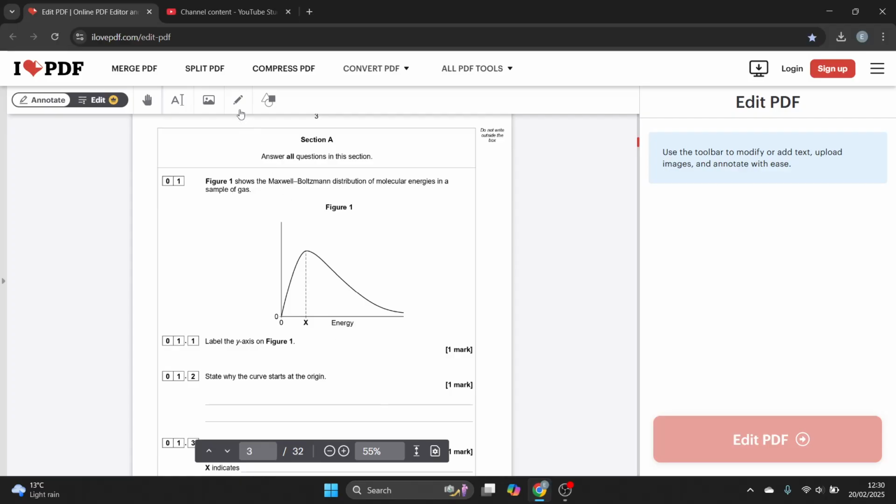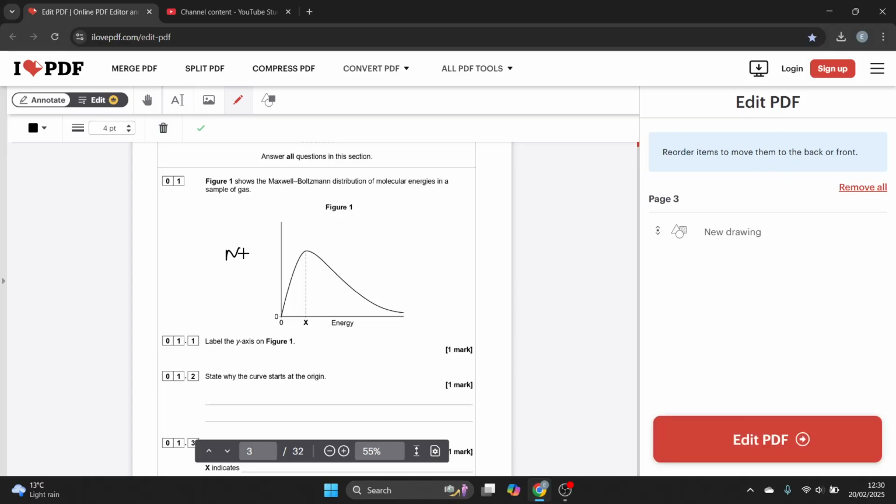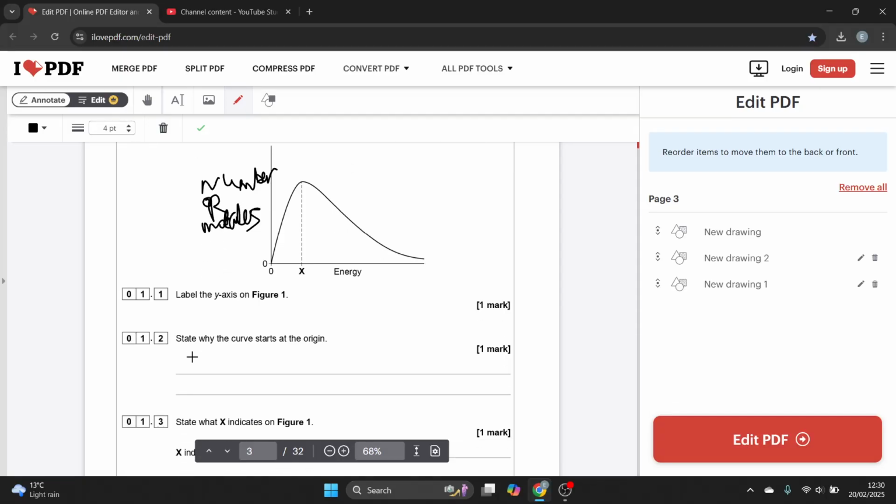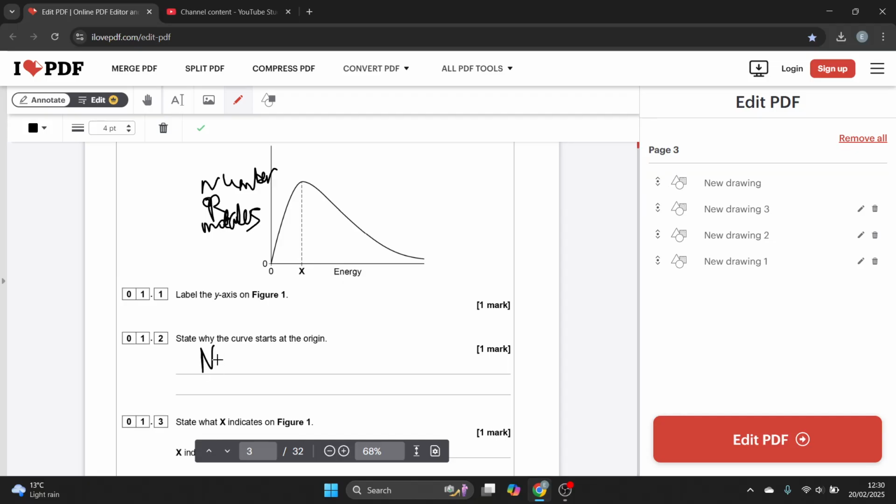Walkthrough. Label the x-axis in figure 1. Y-axis, number of molecules. It says ignore particles slash atoms. Molecular energy in a sample of gas against number of molecules. State where the curve starts at the origin: there are no molecules with zero energy.